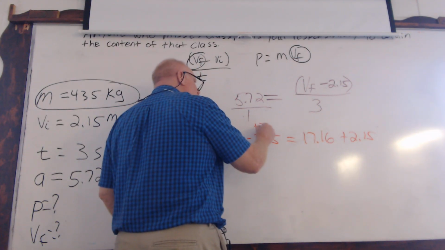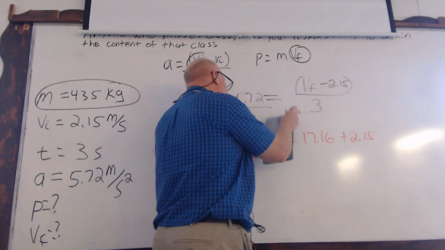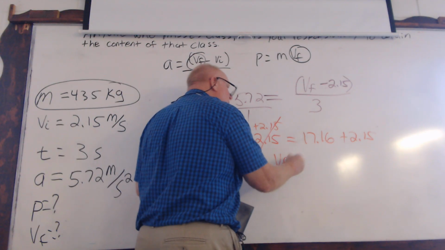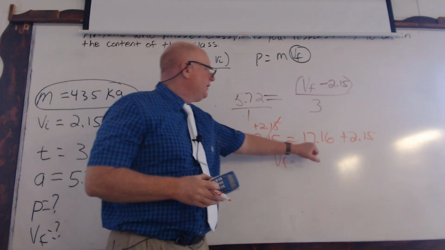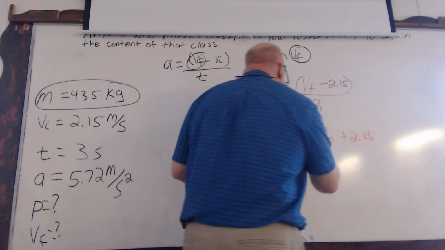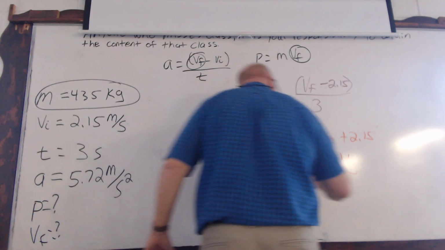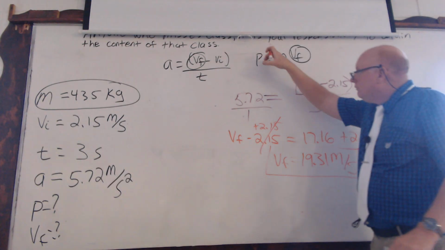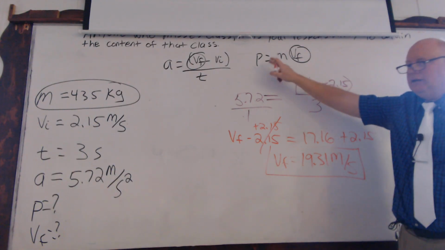Okay? So you do that on this side, 2.15. Those are gone, so VF equals whatever happens when you add those two together. So then this, what looks like 19.31. So velocity final is 19.31 meters per second. Now we have this answer, which we can plug into here and say we've got a mass of 435 times 19.31 gives us our momentum.